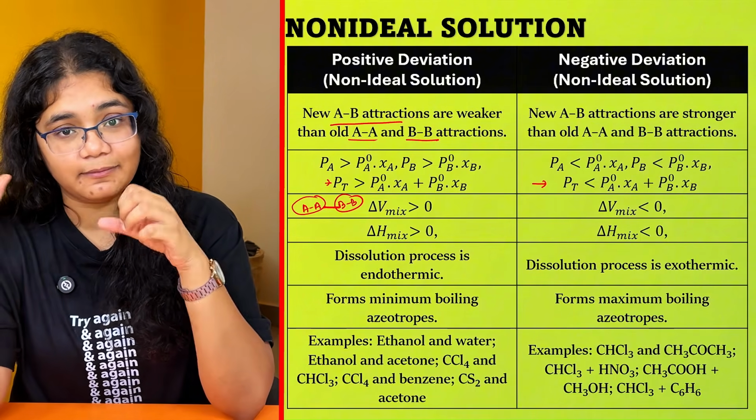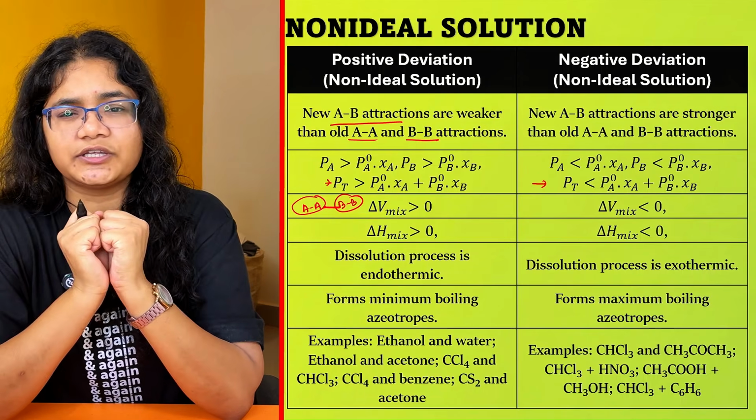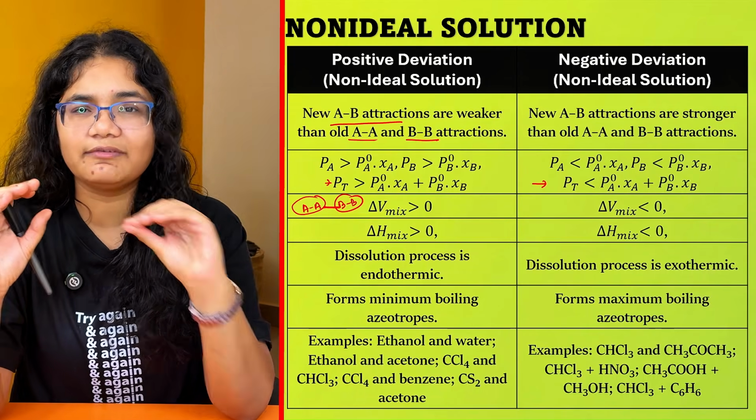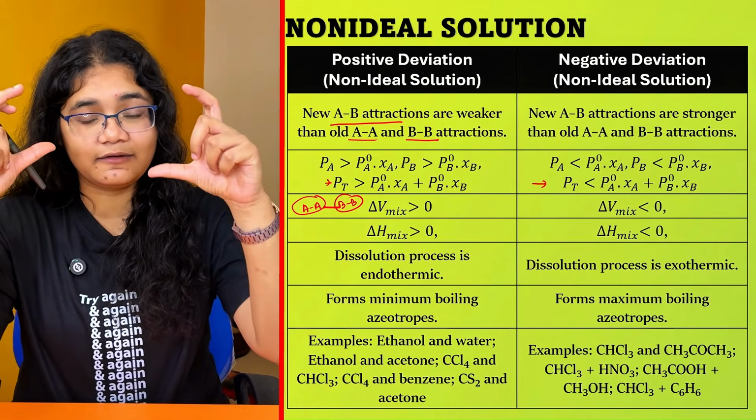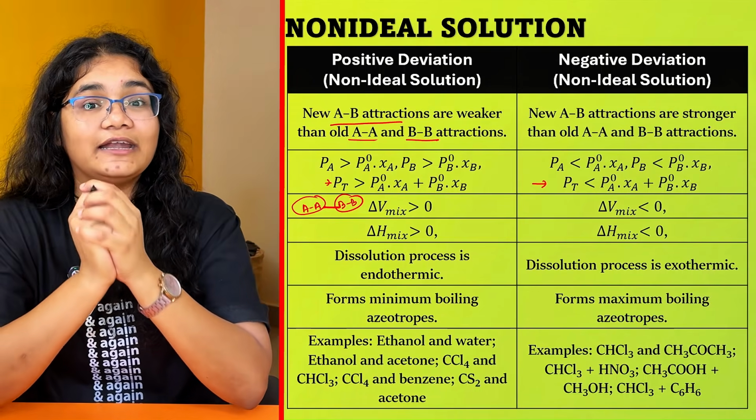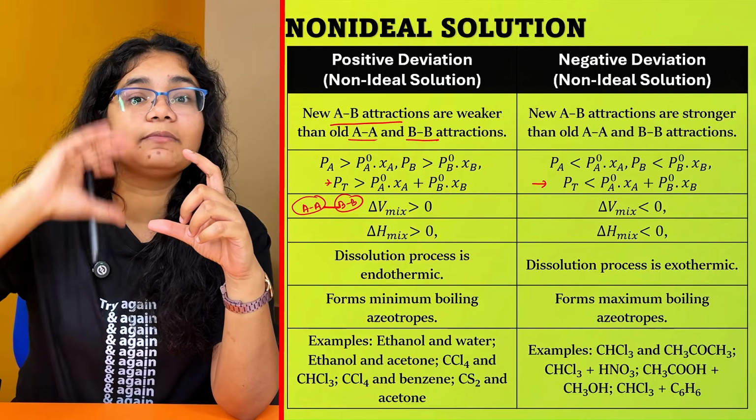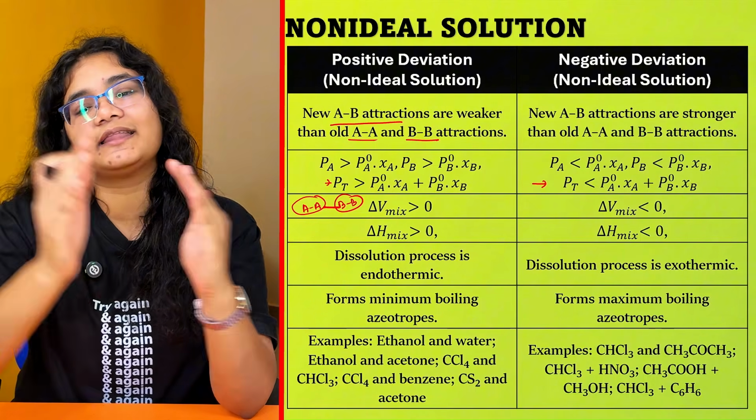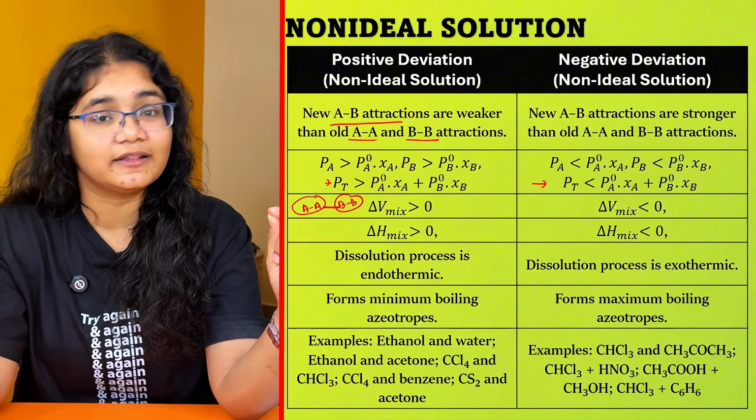But on the other hand, imagine if A and B have very strong interactions. They're very close to each other, they don't want to leave each other and go. So A will not evaporate much, B will also not evaporate much. They are not evaporating because the interactions are very, very strong. So the number of vapors created will be less than the expected value, and that is why we get a negative deviation, or less value than Raoult's law.